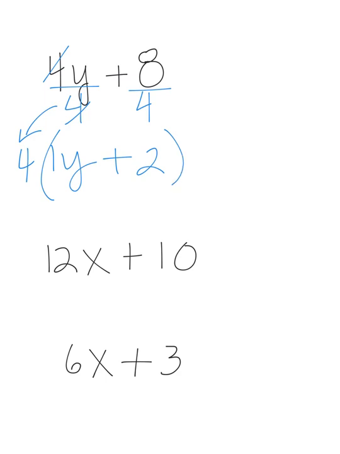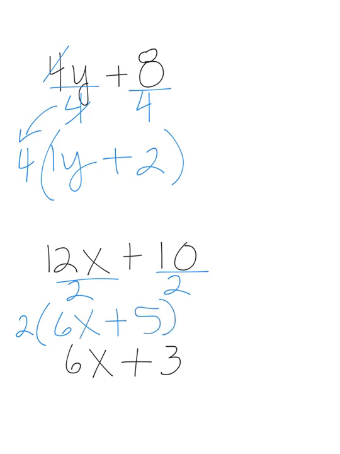12x plus 10. What's the greatest common factor of 12 and 10? 2. So 12x divided by 2 is 6x. 10 divided by 2 is 5. There's nothing common with 6 and 5 except for 1, so that works.